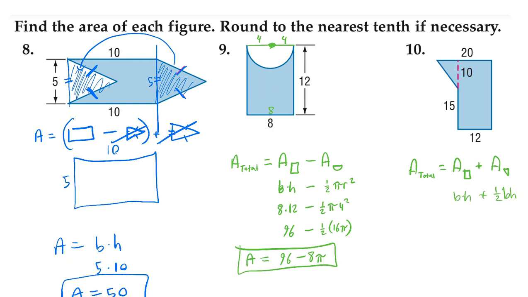And then we're going to have, what's this? This is a total of, we went 15 and 10, so there's a total of 25. So we have a 12 times 25 plus, and then we have 1/2. Now the base and the height of the triangle we got to figure out here.